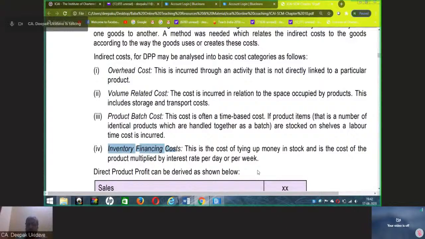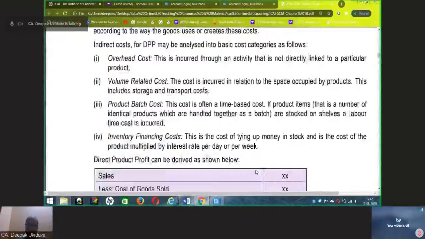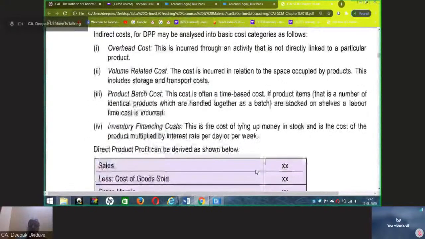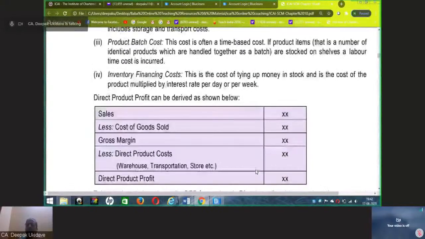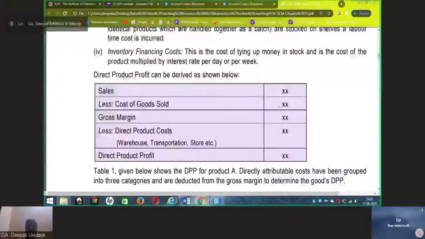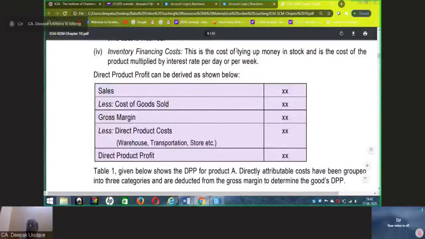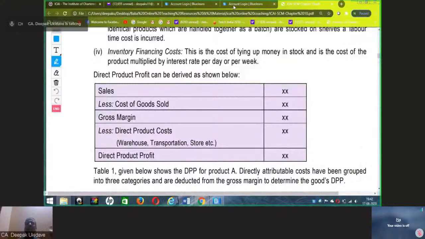A typical direct product profitability statement looks like this. Some of you might be looking at this statement for the first time, because so far we are used to the conventional method of profitability statement, where it is sales minus cost of goods sold, the cost of bought in goods. That will give me gross margin. That's it. And then net profit we used to work out for the company as a whole, for the organization as a whole.